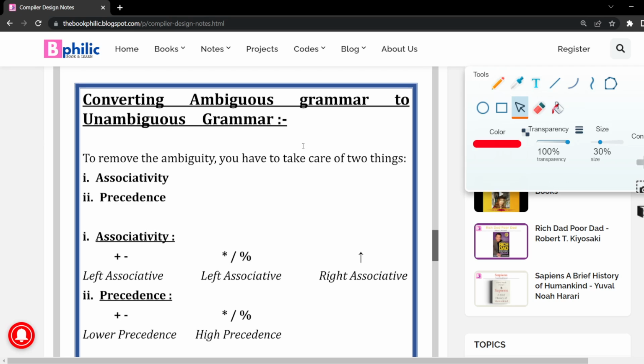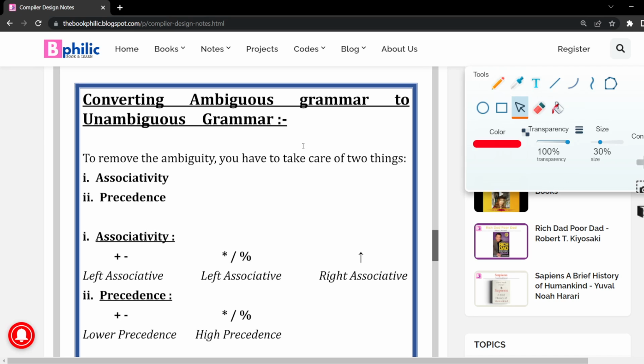Now in this video we are going to discuss the conversion of ambiguous grammar to unambiguous grammar. Before that we have to discuss a few points: what is the requirement of converting ambiguous grammar to their respective unambiguous grammar. First of all we have to take care of that.